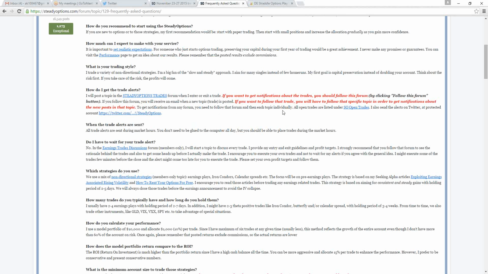Now, how to get notifications, it's up to you. You can specify that you want to get it by email, or you can specify that you want inline notification in the forum, etc. And you can also follow me on Twitter, protected account, Twitter Steady Options. And this is how you get the trade alerts.